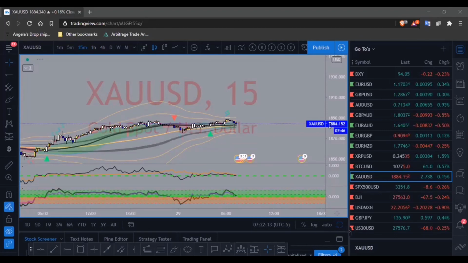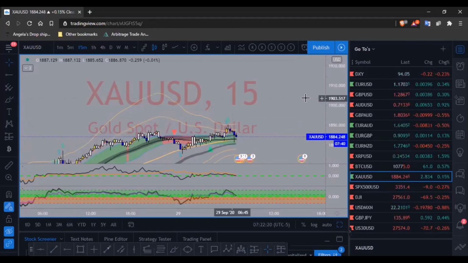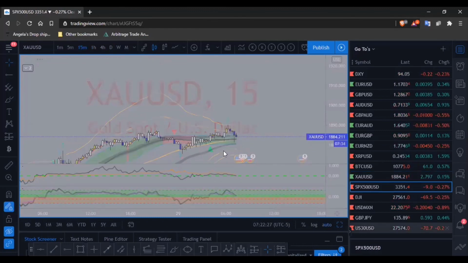Yeah, even the 15-minute is not calling for the sell. Yeah, nothing's calling for the sell. So I don't see any reason for me to even get out of gold at this point in time. So I'm just going to leave it at that. Let's go on to the S&P.